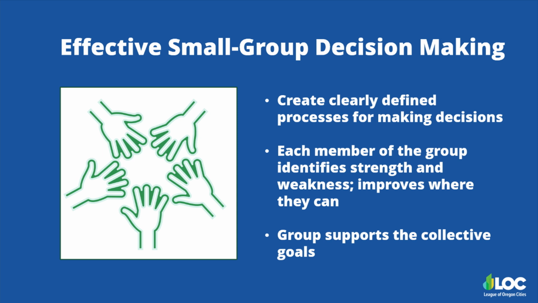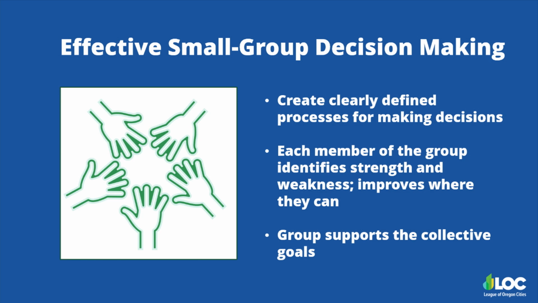Effective small group decision-making is what city councils are all about. You've got a small group of people, sometimes as few as 2, sometimes as many as 12, all going to be a small group decision that needs to be made. How do you do that? You clearly define processes for making decisions. City Council Rules of Procedure is going to be one of the greatest assets in having those clearly defined processes in place, making sure that each member of the group identifies strengths and weaknesses and improves where they can, and that through that process, the group is supporting the collective goals that were shared and set as a group.